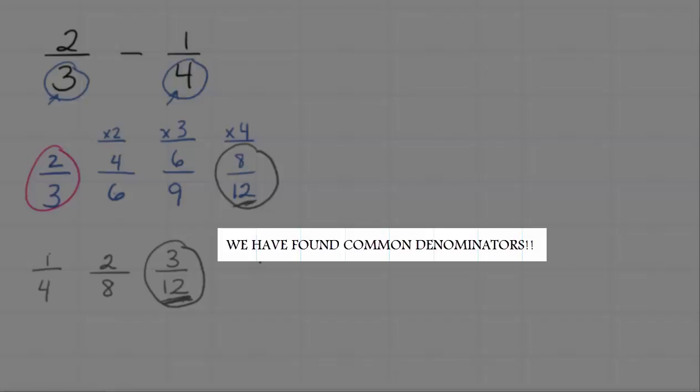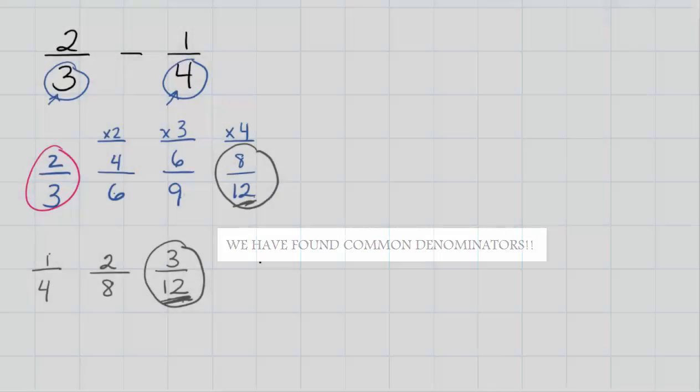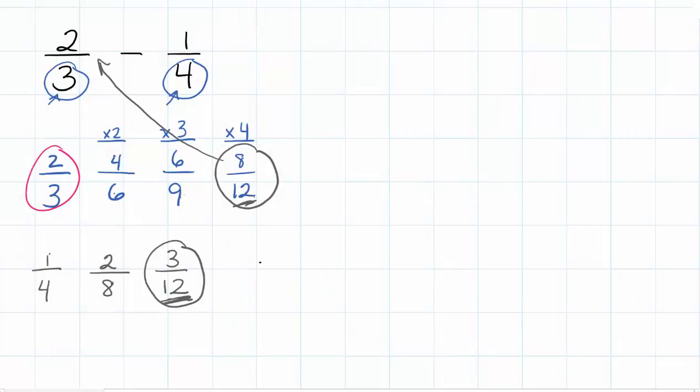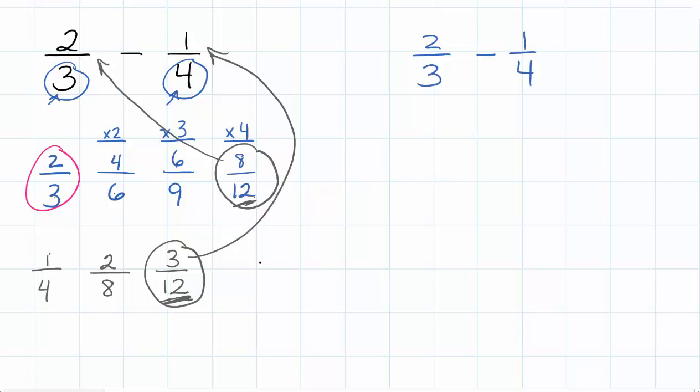And so now I can go ahead and use 8/12 in place of 2/3, and I can use 3/12 in place of 1/4. So let's rewrite this to show you what it really means. Here's my 2/3 minus 1/4. Instead of 2/3, I'm going to use 8/12. Those mean the same thing. And instead of 1/4, I'm going to use 3/12.